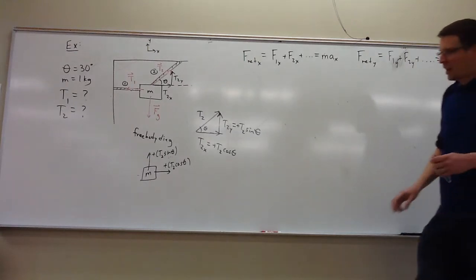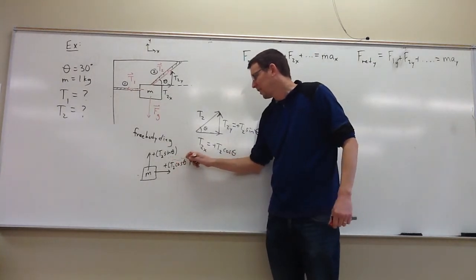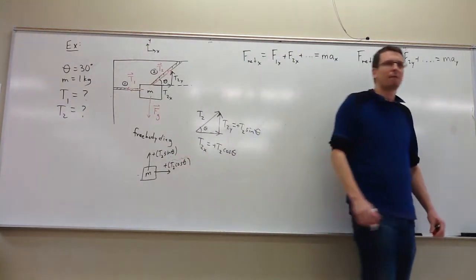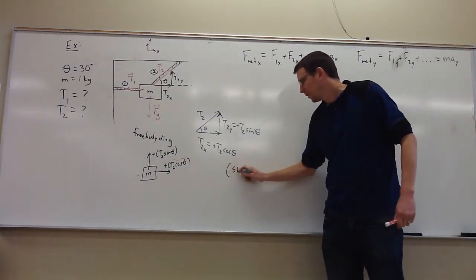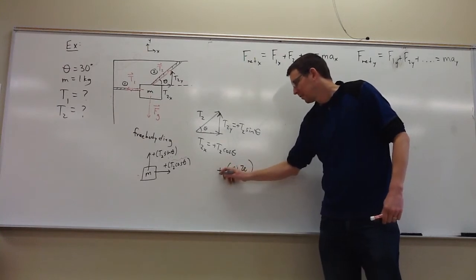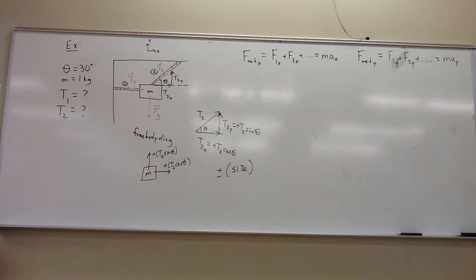Notice the notation that I'm using. What is in the parentheses is the size, and then the plus and minus is out front, depending on whether it's a positive or negative component.